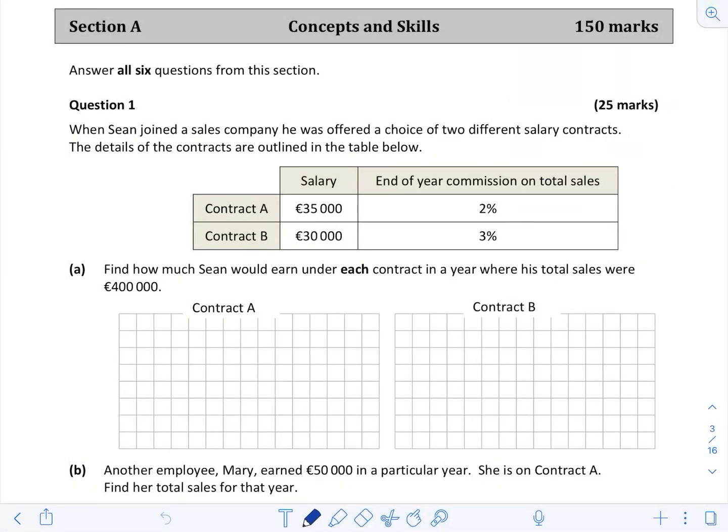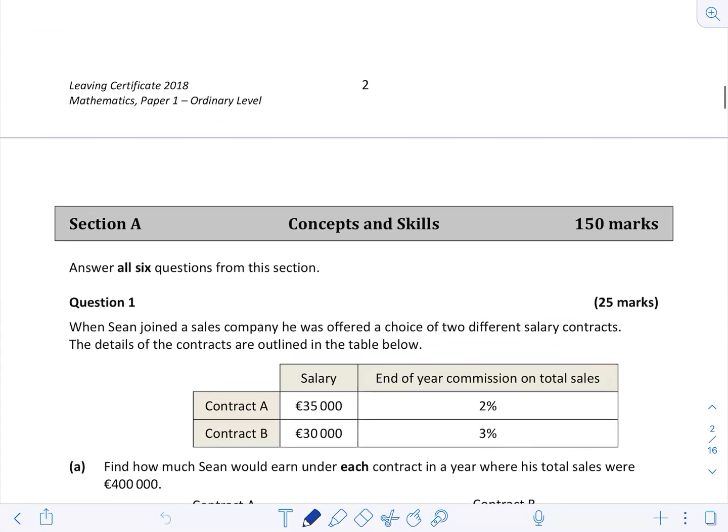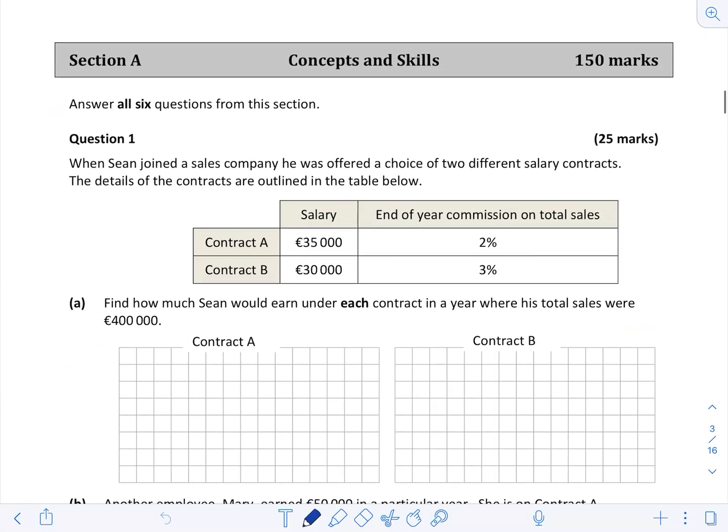Okay, so let's see what we have here. This is question 1 in the 2018 paper. Let's read through it. When Sean joined the sales company, he was offered a choice of 2 different salary contracts. The details of the contracts are outlined in the table below.